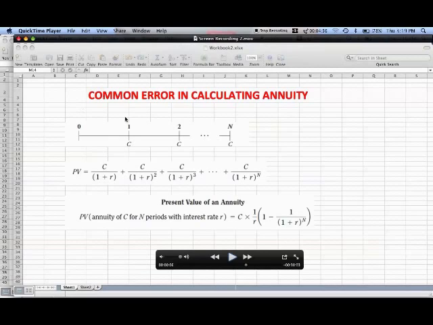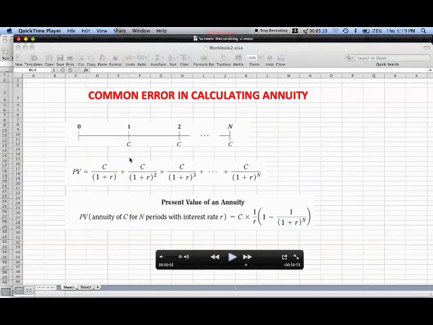So before we start, if you look at my computer screen, you can see I put the subject of this video: common error in calculating annuity. Probably you're a bit surprised why I need to bring up this issue. I will explain that more during this screen recording.